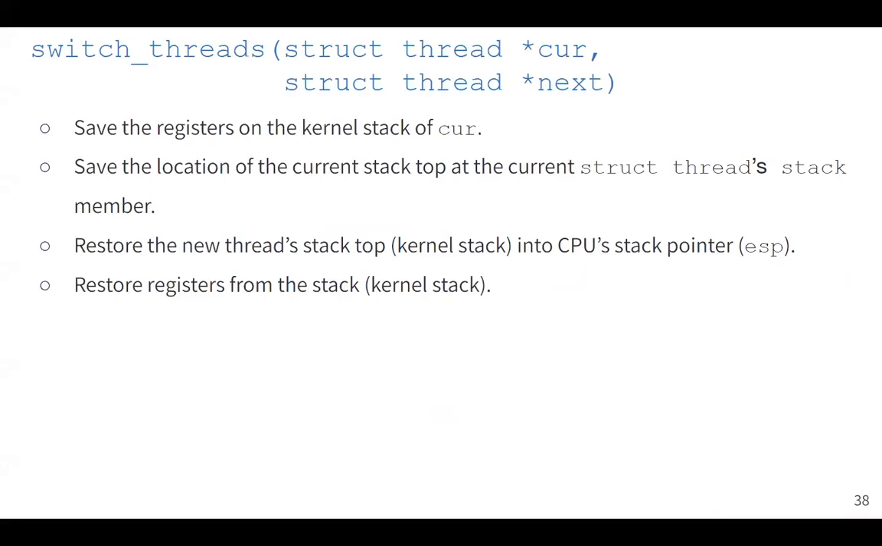So what switch threads does is this. It saves the registers on the kernel stack of the current thread, and it saves the location of the current stack top at the current struct thread's stack member. It restores the new stack top, the kernel stack, into the CPU stack pointer, which is ESP, and it restores registers from the stack.